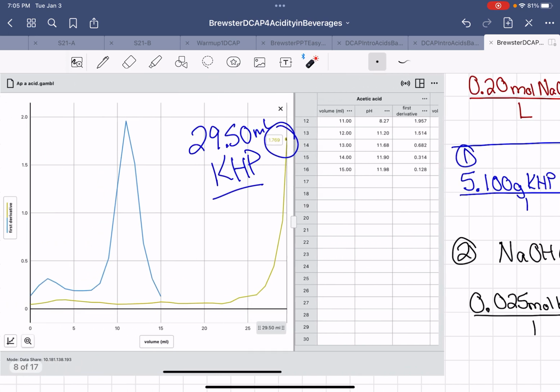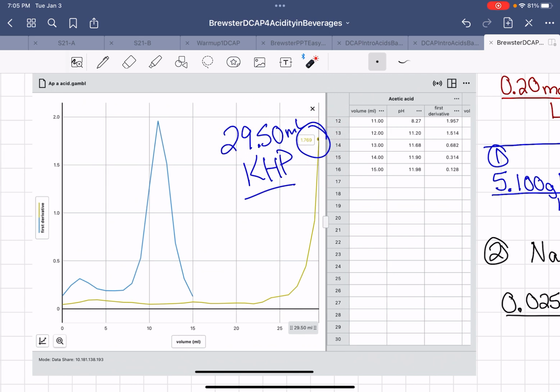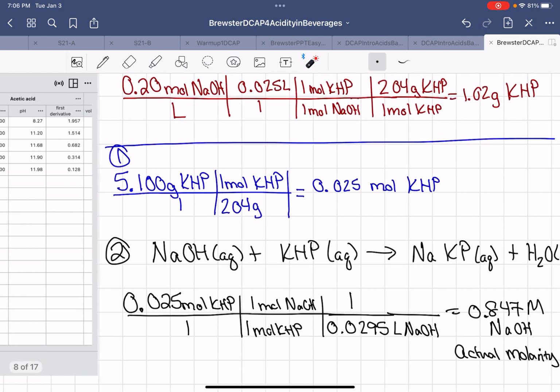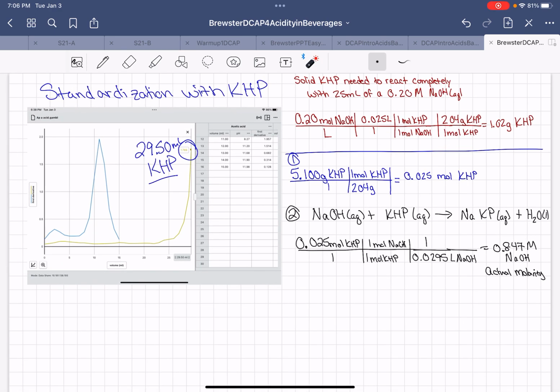I got that from my derivative right here on the graph. When I clicked it here, it read 29.50 milliliters. I divide that by 1,000 and I get 0.0295 liters sodium hydroxide. It happens to be that the sodium hydroxide is not quite 0.1. It comes out to 0.847 as being the actual molarity. Okay, so that's what we got for our KHP. So we can't say it's 0.1, it's actually 0.8.